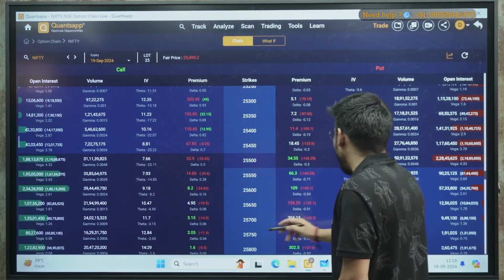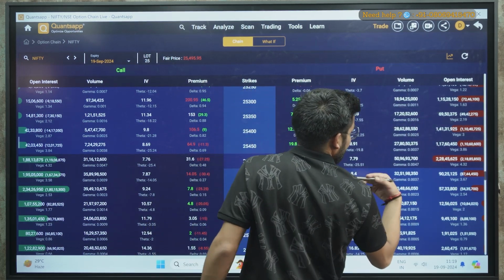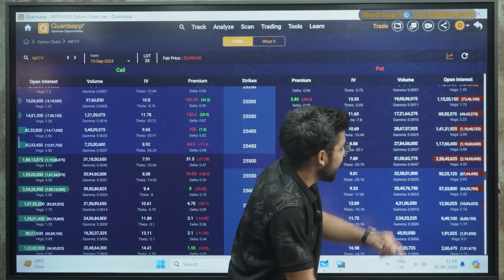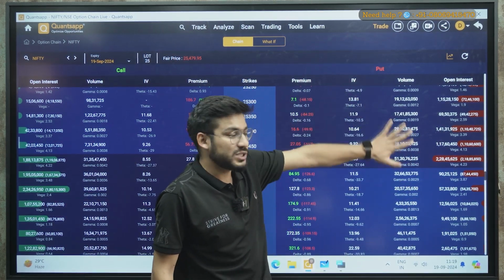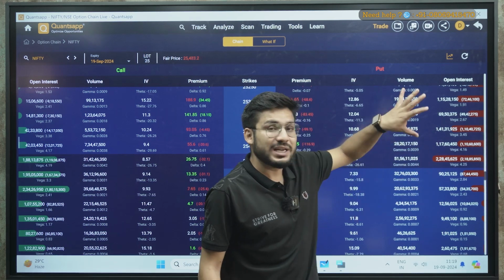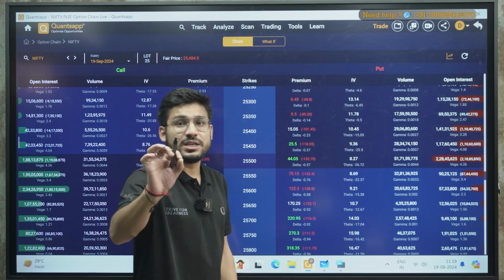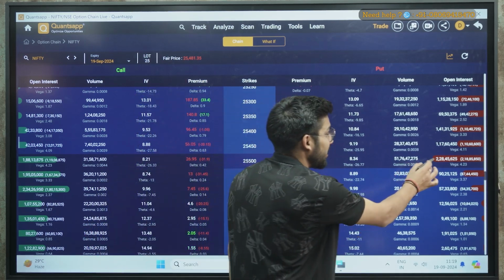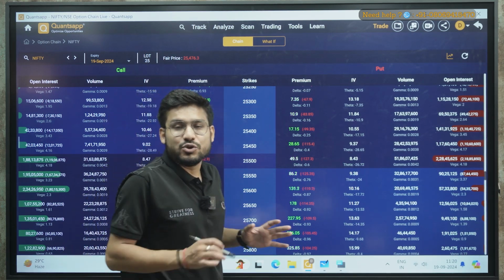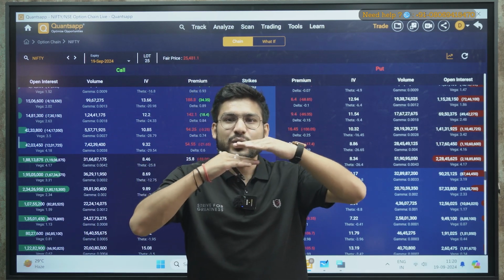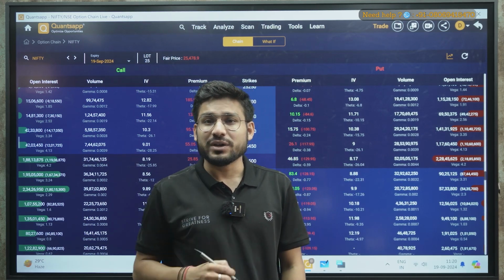Similarly, at this level on the left hand side, you can see there is a huge red bar. On the put side, if you are getting a red bar here, you can clearly see there are a maximum number of put sellers who want the market to remain above this level. This level is 25,500. So right now my market is struggling between 25,500 and 25,600. You can say these are my support and resistance.